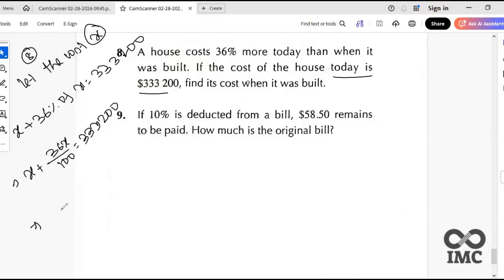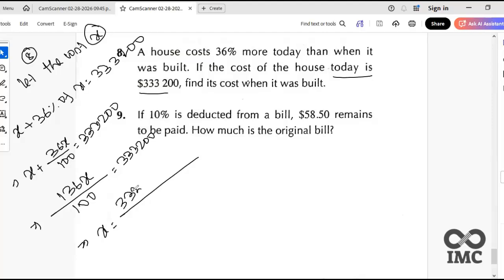So X plus 36% means 36X by 100 equal to 333,200. Then 100 is our LCM. So 100 plus 36 will be 136X equal to 3,33,200. Then what is the value of X? X will be 3,33,200 into 100 by 136. Now divide. 2 6 are 12 and 2 8 are 16. Then 2 5 0 are 0, okay. Then we can divide by 2 again. 2 3 is 6, 2 4 is 8.